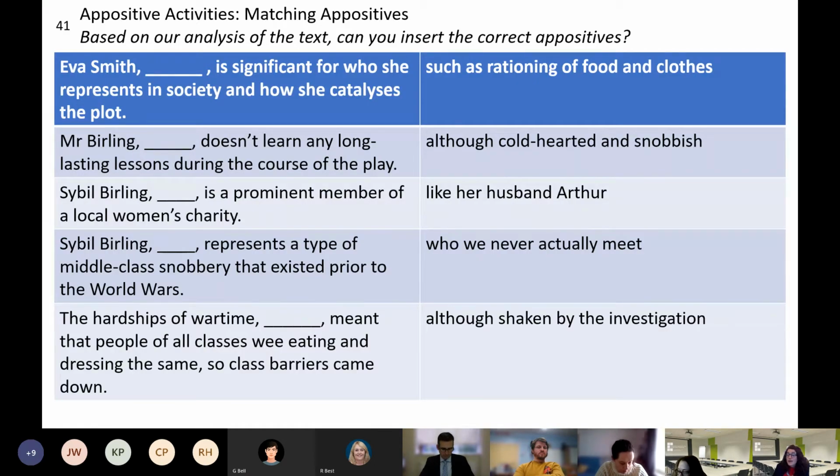You can create a mix and match activity. For example, I'll just give you a few moments to look at these sentences. Obviously, we'd like our learners to select the correct appositive which fits. So, for example, you'd want them to match Eva Smith, who we never actually meet, is significant for who she represents in society and how she catalyzes the plot.